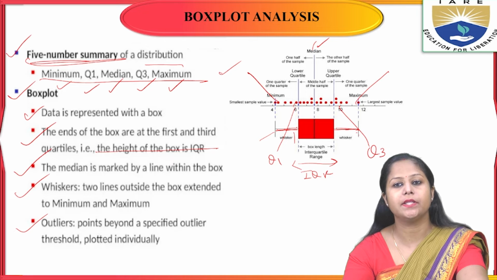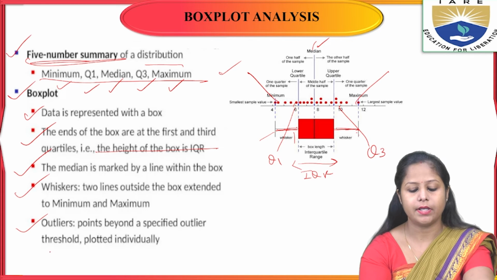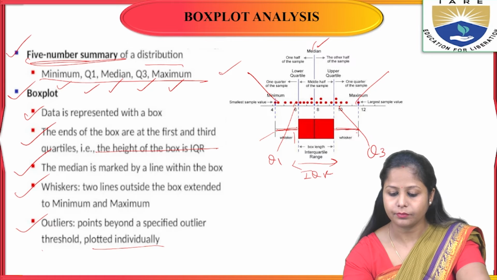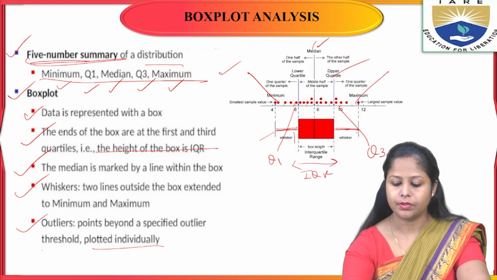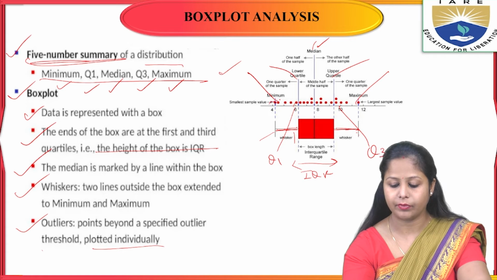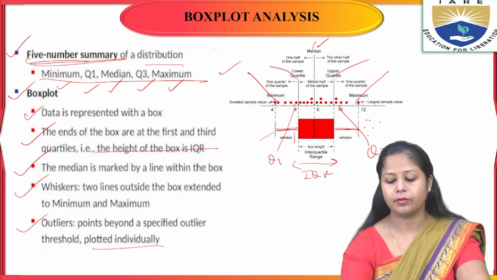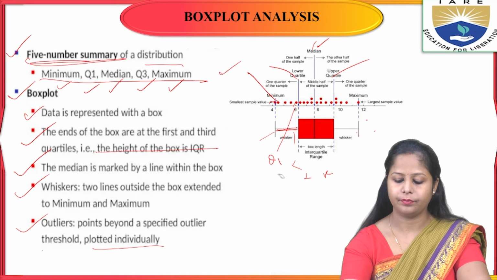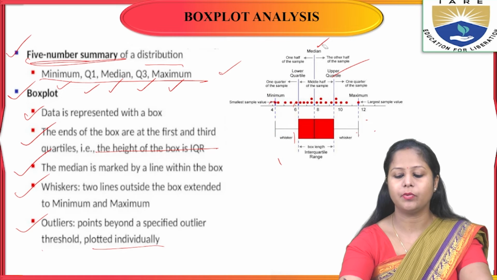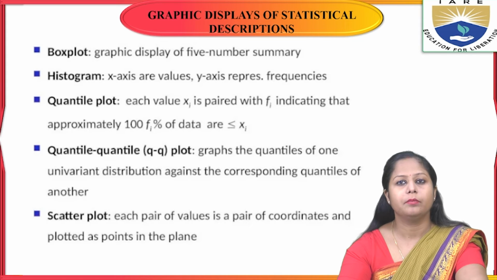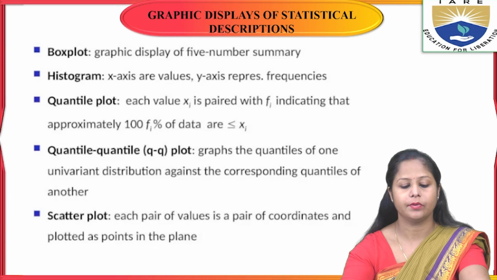Outliers are points beyond a specified outlier threshold, plotted individually. So these were the quartiles. This is the largest value, this is the minimum value, and if an outlier exists somewhere, we need to represent it individually. So that was the whole description of the box plot: graphical displays of statistical description, and the box plot as a graphic display of a 5-number summary. So that we have covered.